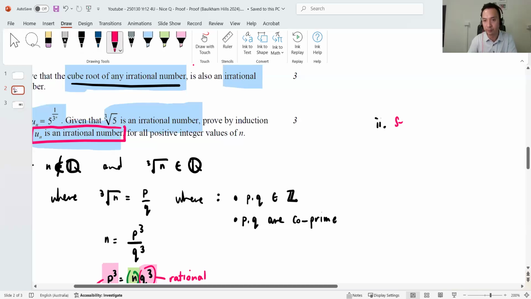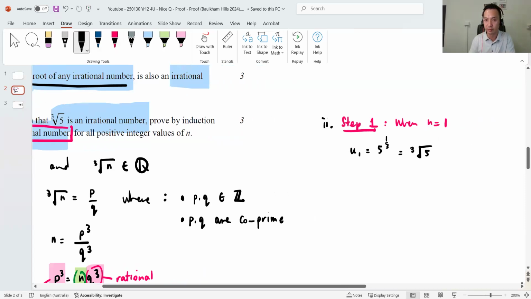So step one. In all positive integers, yep. So when n equals 1, let's explore that case. So u to the power of 1 equals 5 to the power of a third, which is the cube root of 5, which is irrational. Therefore, true for n equals 1. Simple. Right, cube root of 5, definitely irrational, no doubt about it.